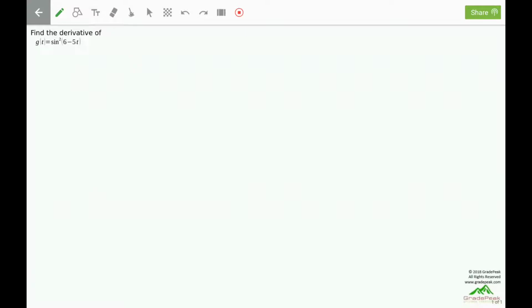Find the derivative of g of t equals sine squared of 6 minus 5t. G of t here is made up of a trig function, sine squared of 6 minus 5t. Let's remember that sine squared means the sine first, so sine of 6 minus 5t, and then the entire thing squared. It's a good idea to write it that way to show us the order in which to take the derivative.